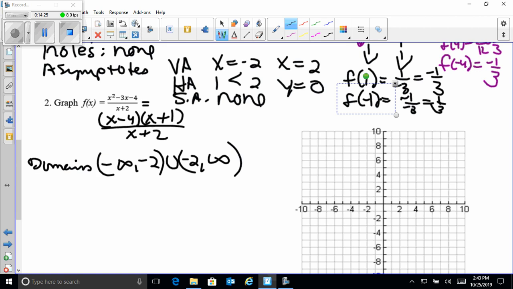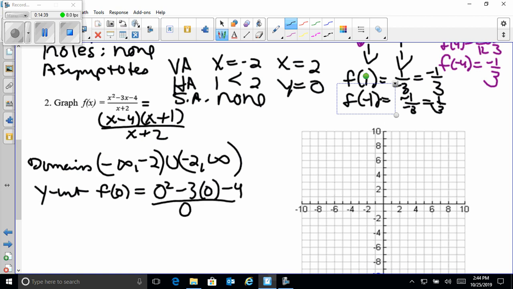Once I do that, I need to find my intercepts. So my y-intercept is where x is equal to 0. 0 squared minus 3 times 0, so nothing, minus 4 over 0 plus 2. Negative 4 over 2, which is negative 2, and that's the point 0, negative 2. That gives me 1 point.